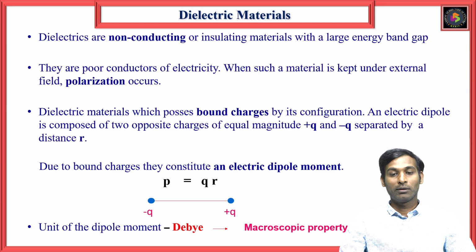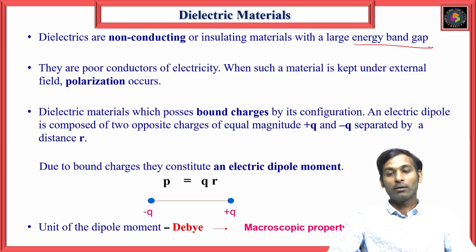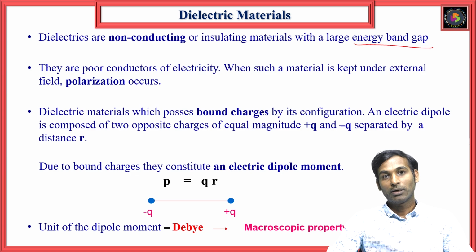Now you can see the introduction to dielectrics. Generally, dielectrics are non-conducting or insulating materials with a large energy band gap. Especially in dielectric material, the energy gap becomes very wide, so that electrons cannot jump from the valence band to the conduction band in the energy level diagram.